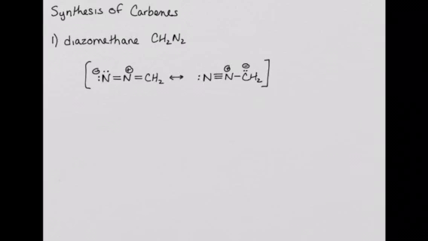When we treat diazomethane with heat or light energy, it leads to the dissociation of the molecule into a molecule of nitrogen gas and a molecule of methylene, a carbene. The mechanism for this reaction is a single step where the nitrogen gas leaves, leaving behind the carbene. Methylene is the simplest example of a carbene. The second method of synthesizing carbenes is through alpha elimination of haloforms.